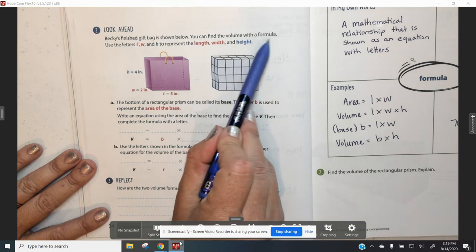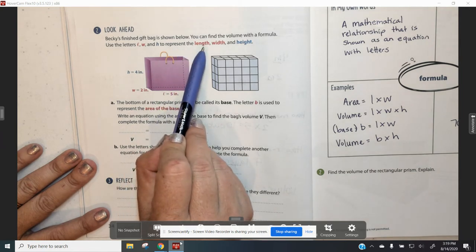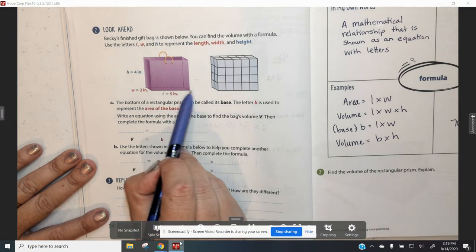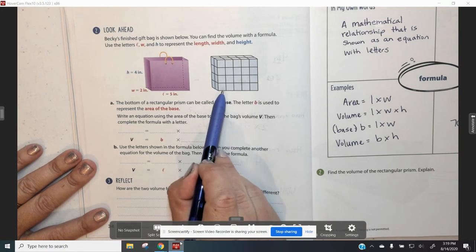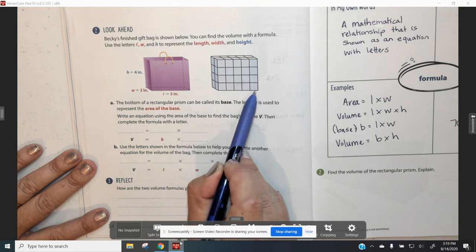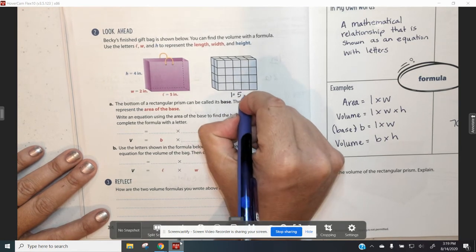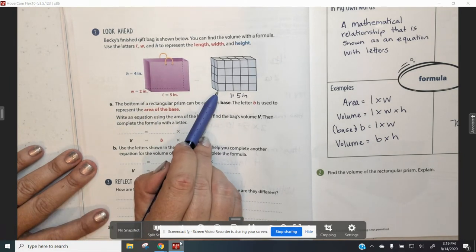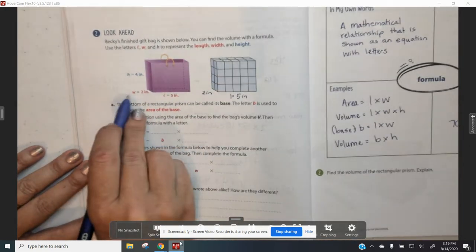You can find the volume with a formula using the letters L, W, and H to represent the length, the width, and the height. So here you can see the length of Becky's bag is 5 inches. Over here, we knew it was 5 inches because each of these cubic units is 1 inch wide, and we had 1, 2, 3, 4, 5. So we also saw here that the length was equal to 5 inches. Then we looked at the width, and we could see there were 2 cubes, so it's 2 inches, and that is our width.